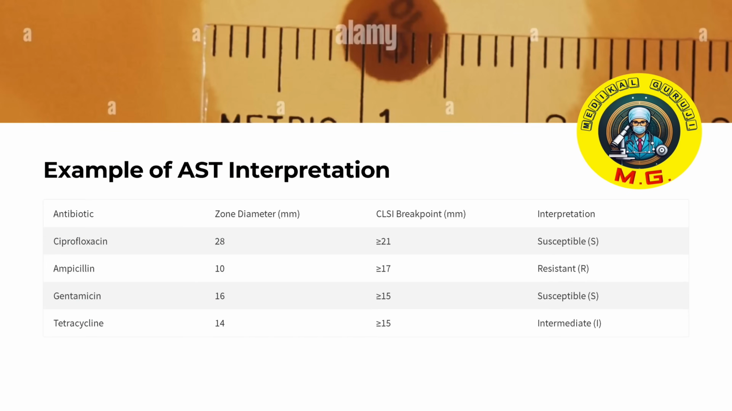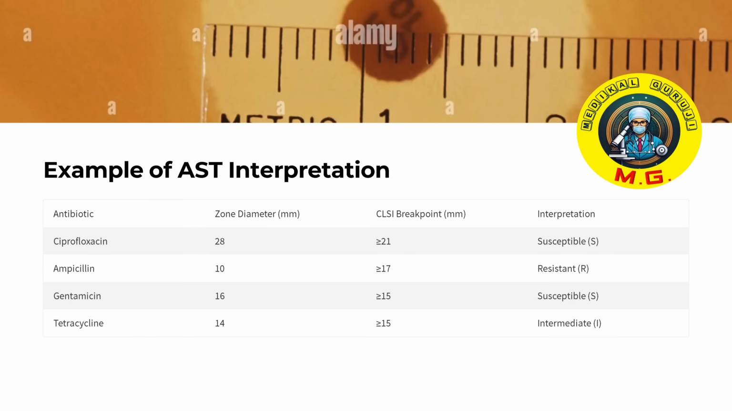For example, let's assume a bacterial isolate is tested against ciprofloxacin using the disk diffusion method and the zone of inhibition is 28 mm. According to CLSI guidelines, a zone diameter of more than or equal to 21 mm indicates susceptibility. Therefore, the isolate is classified as susceptible to ciprofloxacin.